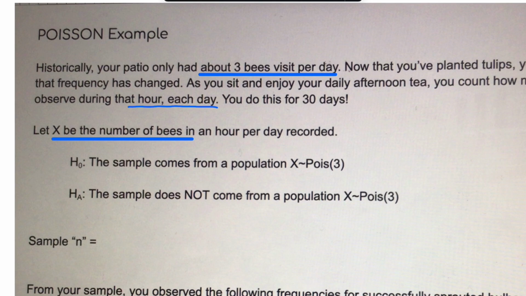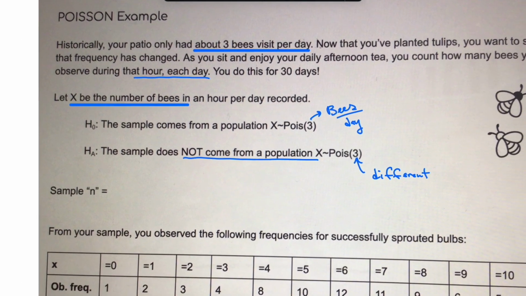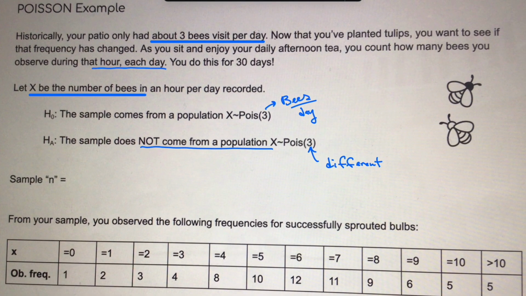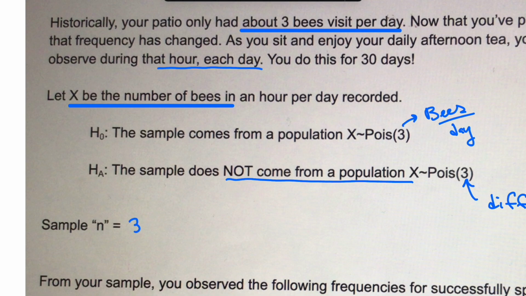Our null hypothesis is that our sample, our 30-day sample, comes from a population where maybe you think that you're only going to have 3 bees per day in that afternoon tea hour. The alternate is that the sample does not come from this population, that maybe you're getting more bees, which means that this parameter might be different. Maybe it's higher because the bees are loving the flowers. Maybe this parameter is lower because the bees do not like tulips, or your neighbor has more bees. I don't know. Okay, so the sample size was 30 days.